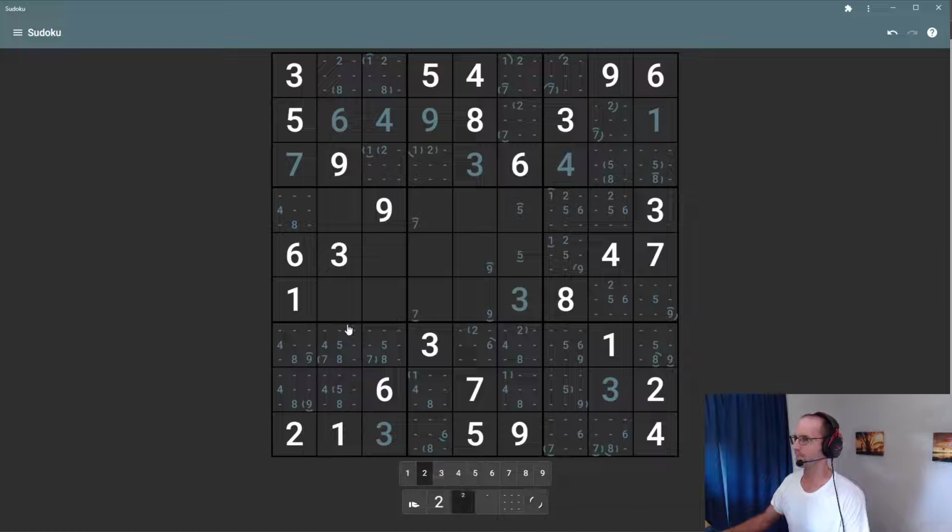No restriction on the 2s. 4 could go only there. 5. No restrictions in the remaining cells that I see. 7. Can't go there. And finally 8 can't go in those 2, but it could go in those 2. So that finishes out all of those cells.